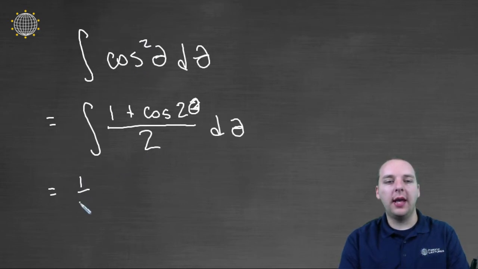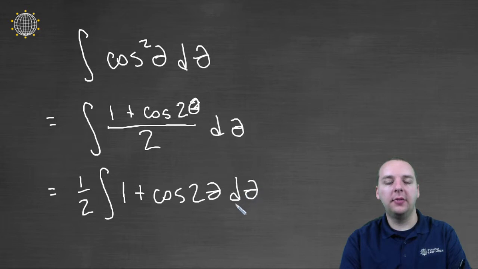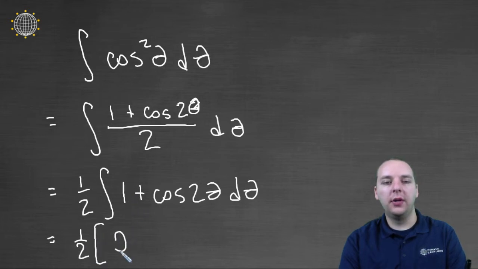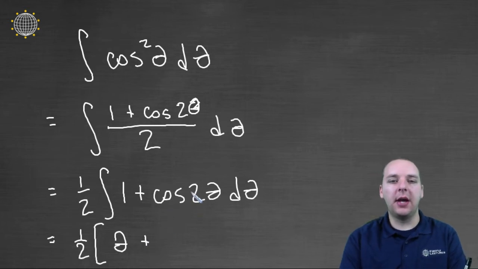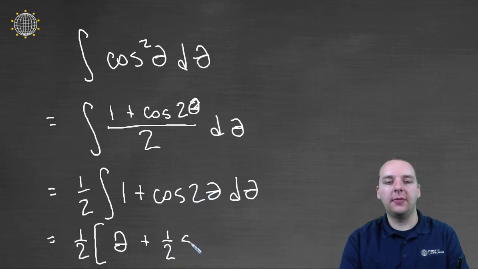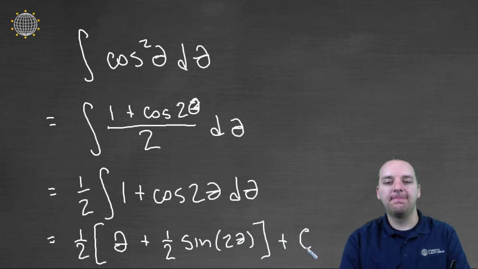All right, I see there's a 1/2 we can pull out. We'd have 1 plus cosine 2 theta d theta. All right, integrate this expression here. We'd get 1/2 times the quantity: the integral of 1 is theta, plus the integral of cosine 2 theta. There's some algebra that I'm not going to write out. This would be a little mini u substitution problem in and of itself. But at the end of the day, you would get 1/2 sine of 2 theta plus c. Okay, and you can check my algebra on that.